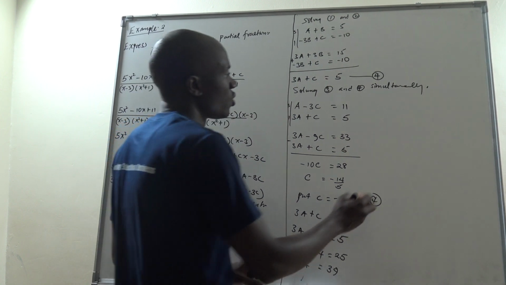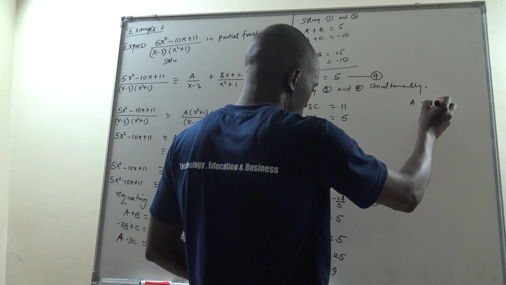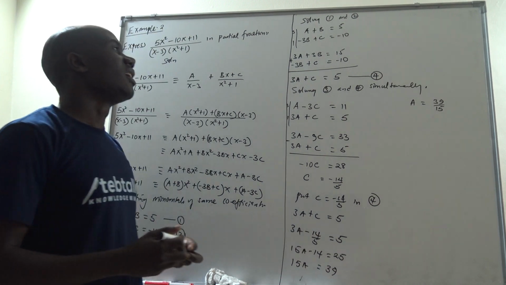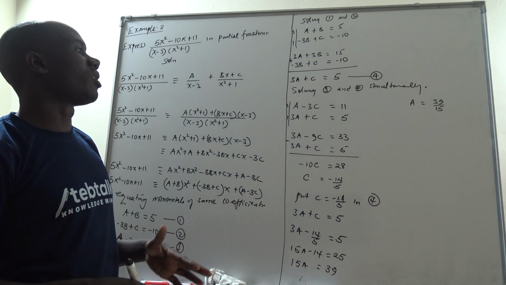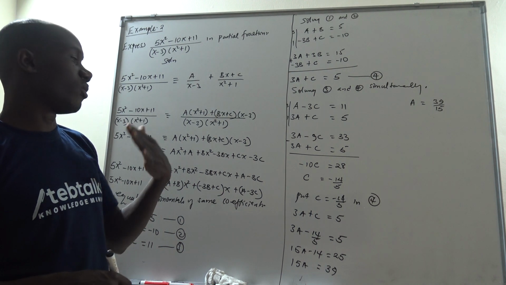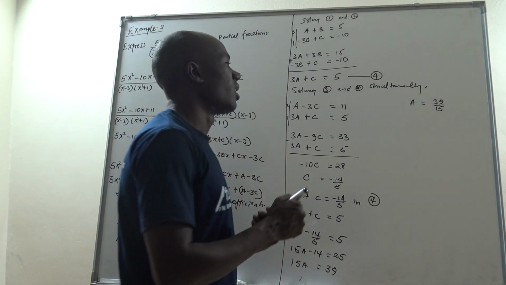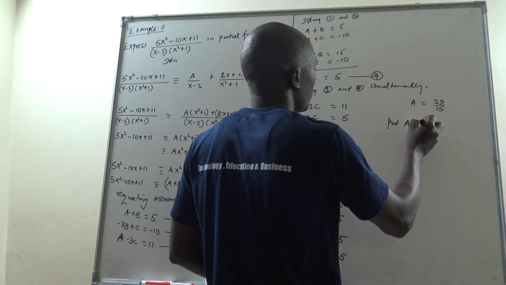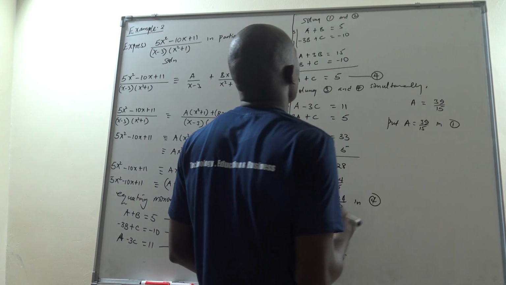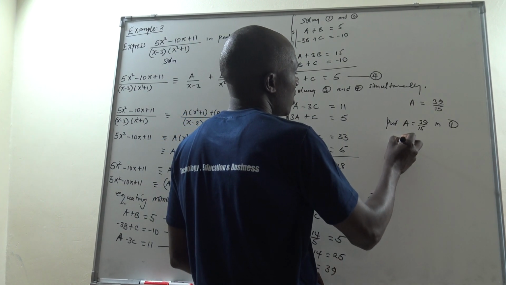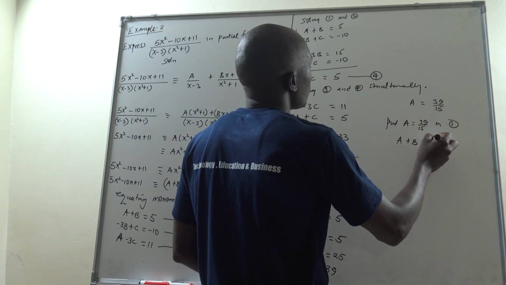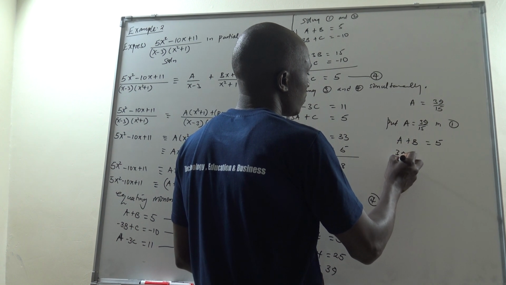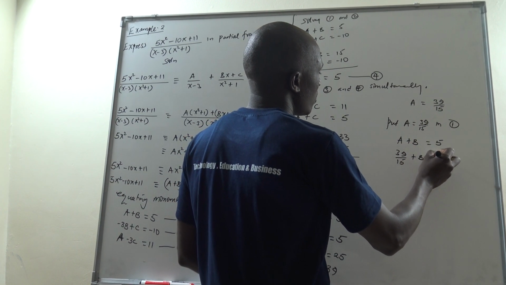Divide by 15. So what is A alone? A equals 39 out of 15. That's our constant A. Now we have already got A. We are free to substitute in any equation, like equation 1, to get the value of B. I can say put A equals 39 out of 15 in equation 1. What was equation 1 saying? Equation 1 was saying A plus B was equal to 5. So we know the value of A is 39 out of 15, plus B equals 5.